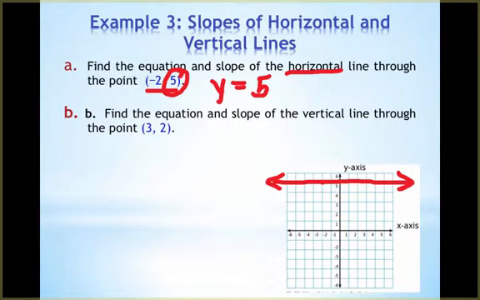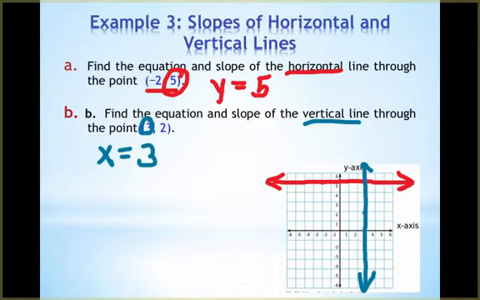Now, if we look at the next example, we want to find a vertical line that goes through 3, 2. So let's plot that. So there's going to be my line. And we know that vertical lines are x equals equations, and that has an x value of 3. And now we can go back and find our slopes. So looking at our first one, since it was a horizontal line, we know that the slope will be equal to 0. In the second equation, since we had a vertical line, we know our slope will be undefined.